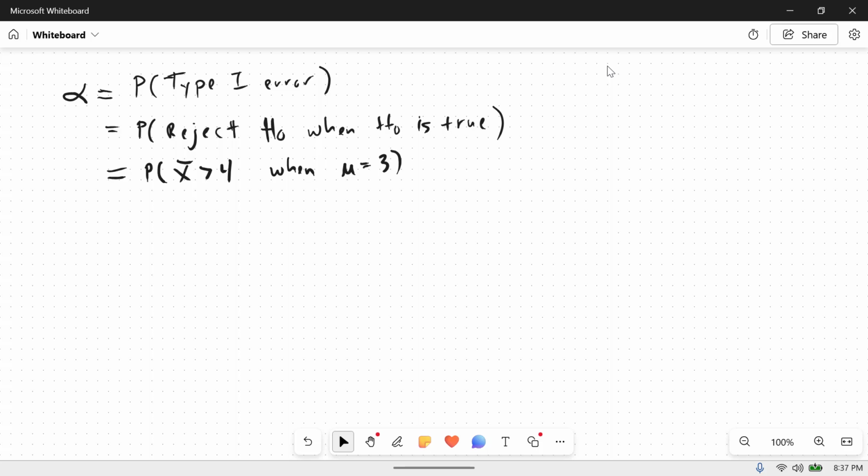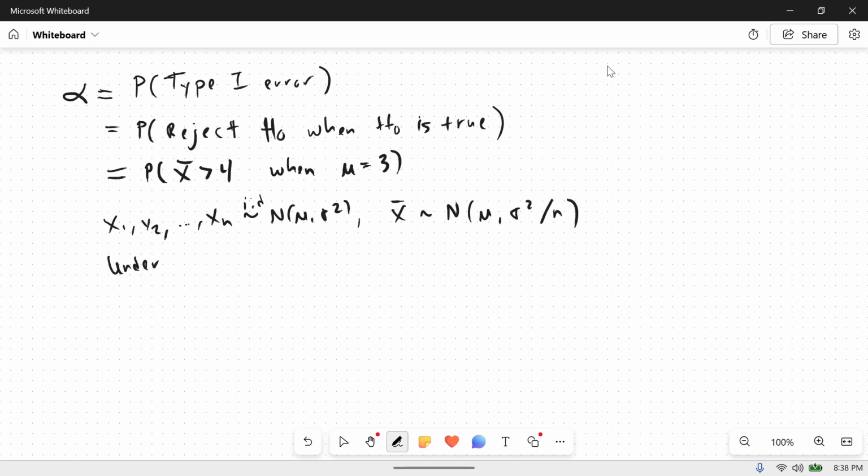calculation, we need to know something about the distribution of x bar. And we know that when x1, x2, up to xn are distributed normal mu, sigma squared, IID, then x bar is distributed normal with a mean of mu and the variance of sigma squared over n.